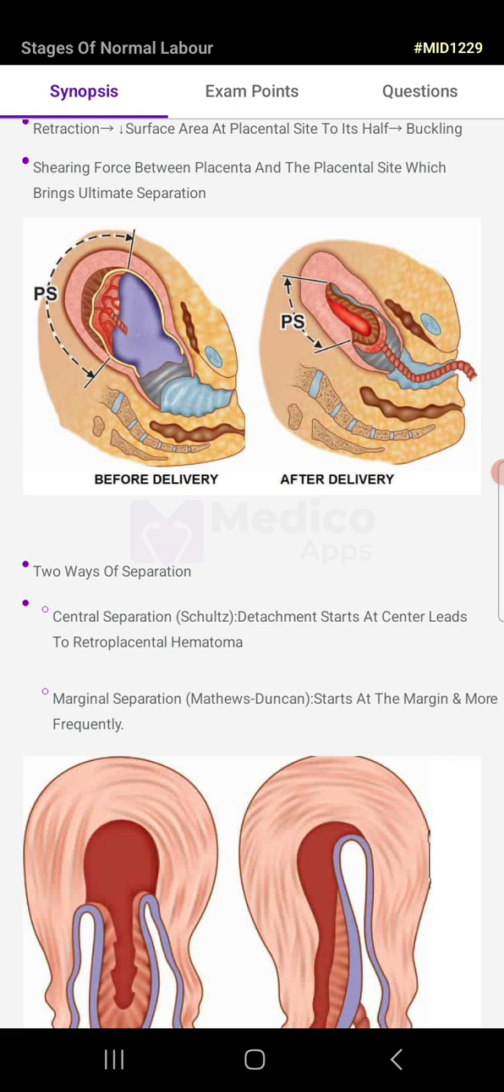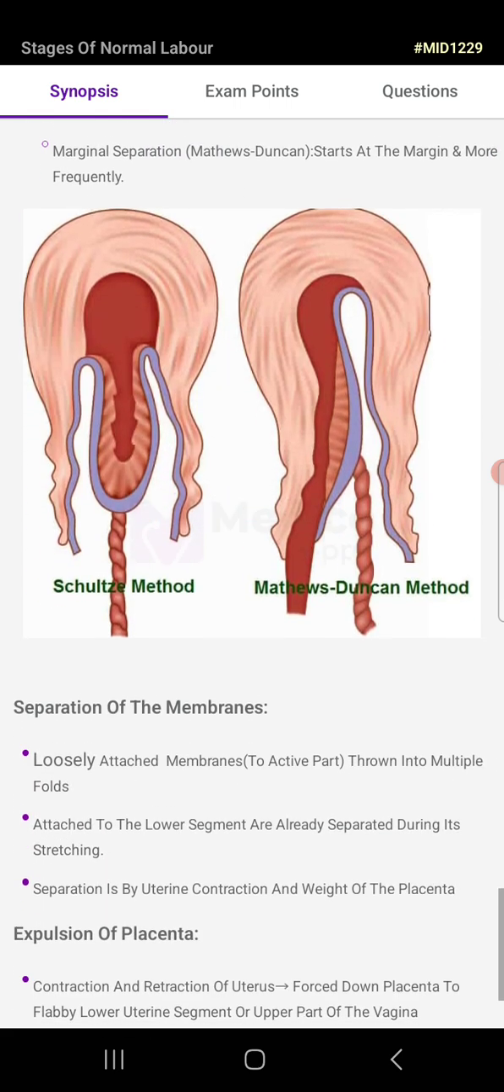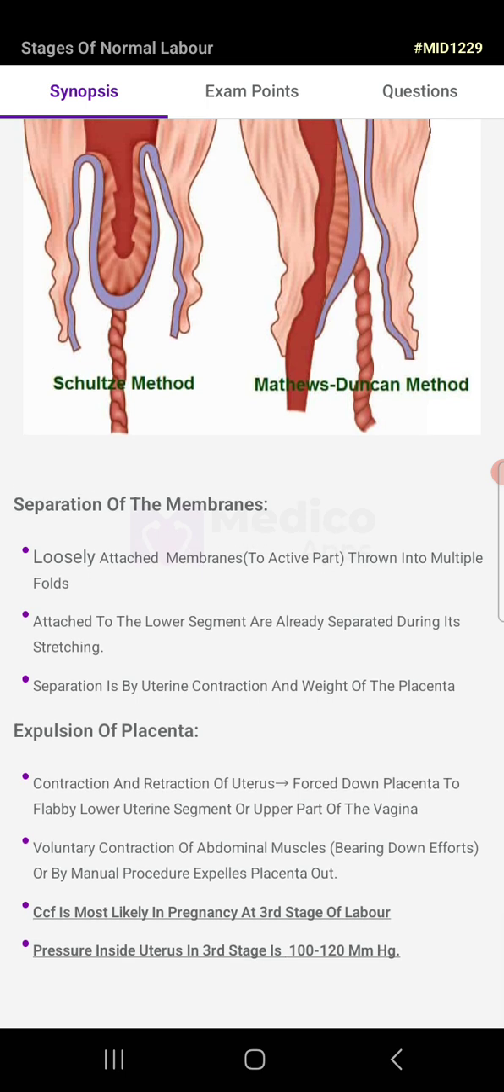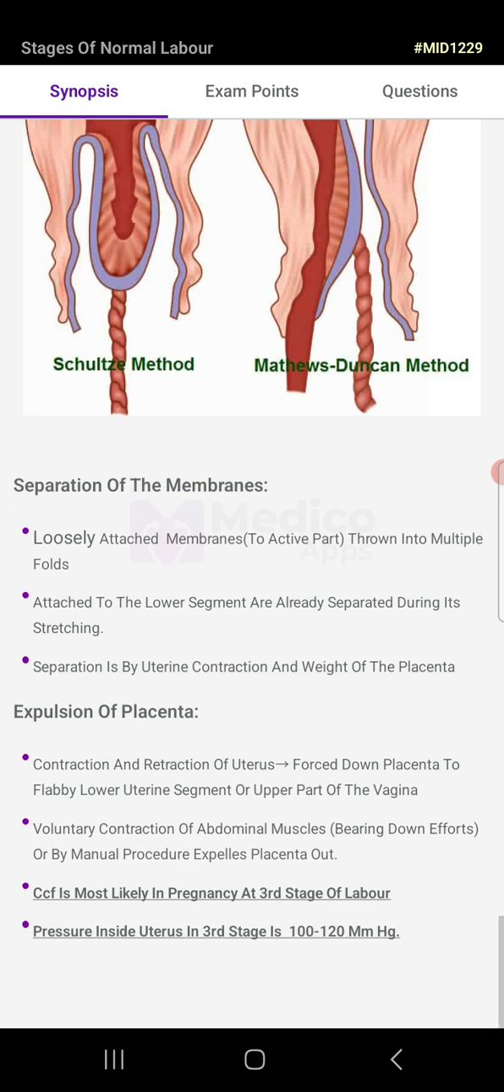Marginal separation, Matthews Duncan, starts at the margin and is more frequent. Separation of the membranes: loosely attached membranes are thrown into multiple folds, and those attached to the lower segment are already separated during its stretching. Separation is by the uterine contraction and the weight of the placenta. Expulsion of the placenta: contraction and retraction of the uterus force the placenta down to the lower uterine segment or the upper part of the vagina. Voluntary contraction of the abdominal muscles, bearing down efforts, or a manual procedure expels the placenta.